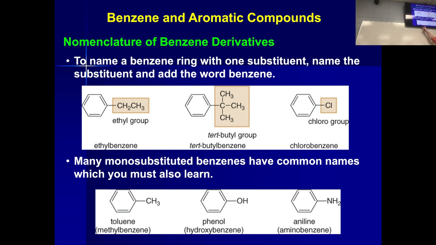And interestingly enough, I told you that benzene was carcinogenic. Toluene isn't. Or at least it's not as carcinogenic. It's generally considered not to be carcinogenic. So replacing a hydrogen on benzene and putting a methyl group on there all of a sudden makes all the chemistry different.